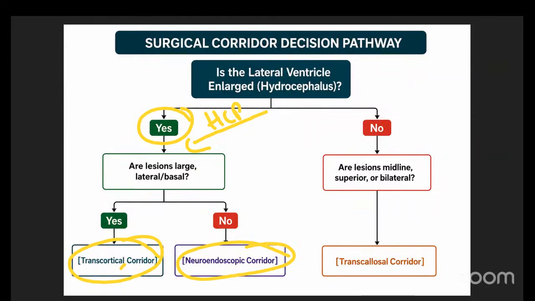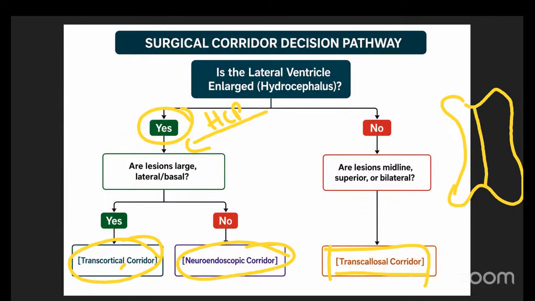We go to the natural corridor, which exists nonetheless. We go via the transcallosal corridor, especially if the lesion is in the midline, bilateral, and closer access, not very lateralized. What do I mean by lateralized? This is the lateral ventricle. Any lesion which is extremely on one side is going to be difficult via a midline approach, which ultimately the transcallosal corridor is.